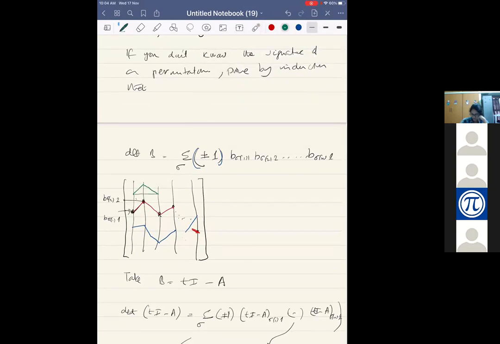Sir, can I ask something? Yeah. Sir, if we prove that the determinant of tI minus A is equal to the determinant of tI minus a similar transformation. Just one second.